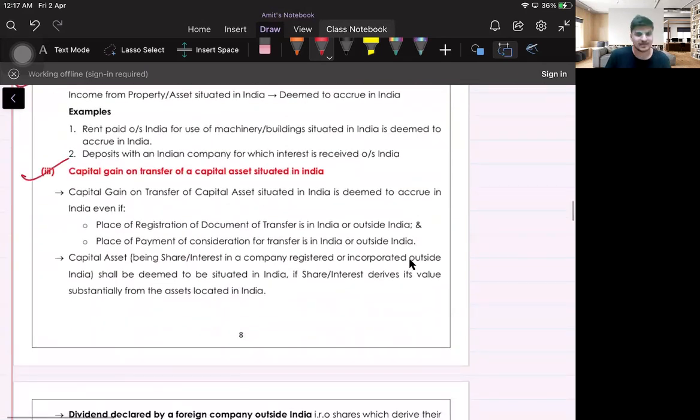Third point is capital gain. The non-resident has a property in India, and if that non-resident is selling this property, he will have to consider capital gains. The capital gains that arise will be deemed to accrue in India. Why? Because the capital asset, that is the building or house property, is situated in India. I hope everybody is clear with all the three points of income deemed to accrue in India.